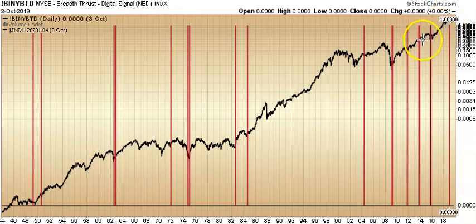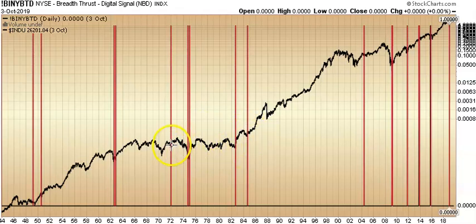Here we got about 2 years. Here we got about 2 years. Here we got about 3 years. Here we got about 3 years. Here we got 15 plus years. Here we got about 4 years. Here we got about 2 years.